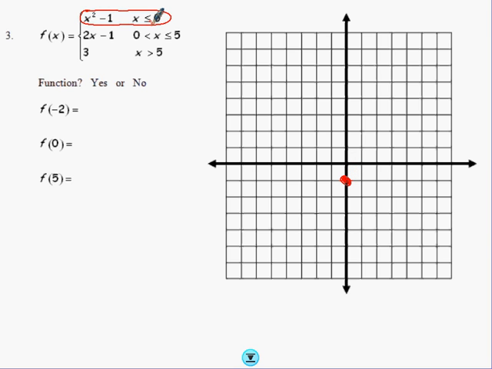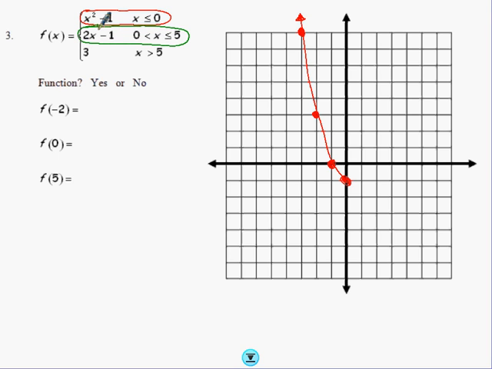And now x is less than 0, so I'm going to have a parabola on the left side. Let's plot more points. We'll plot negative 1. Negative 1 squared minus 1 is 0. Negative 2, that's going to be 3. Negative 3 squared is 9 minus 1 is 8. So negative 3, 8. All right, now we've run out of room there, but we do see that the shape we have is part of a parabola. And now we're going to move on to the second part.